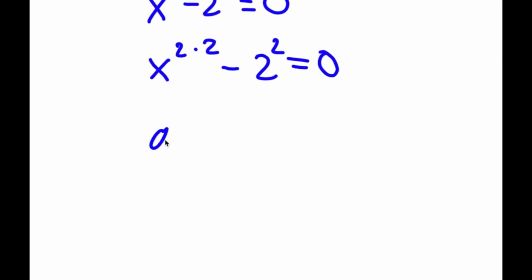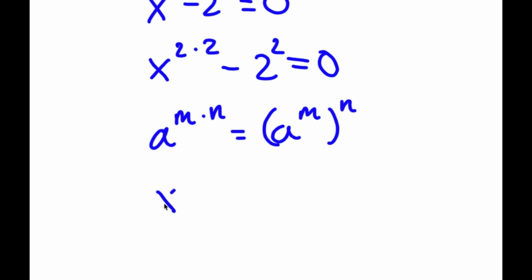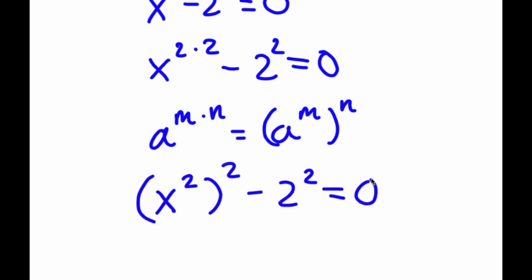Now, if I have something in the form a to the power of m times n, this is equal to a to the power of m to the power of n. So x to the power of 2 times 2, I can rewrite that as x to the power of 2 to the power of 2 minus 2 squared is equal to 0.